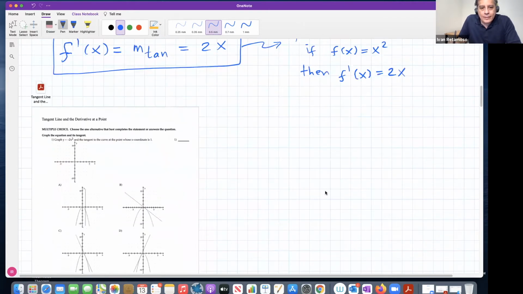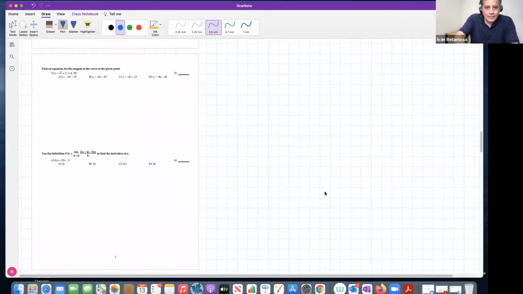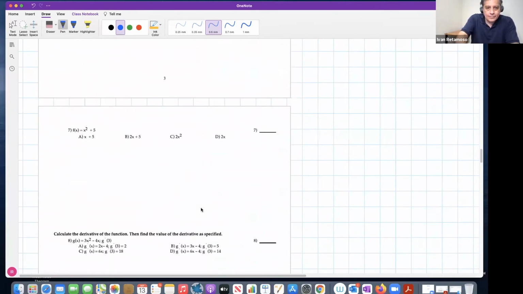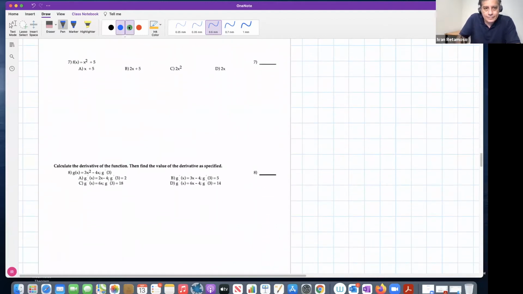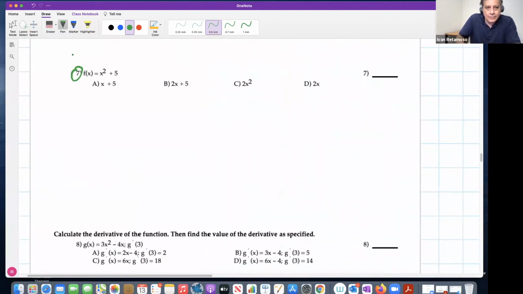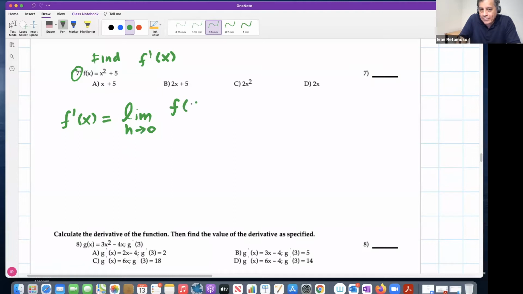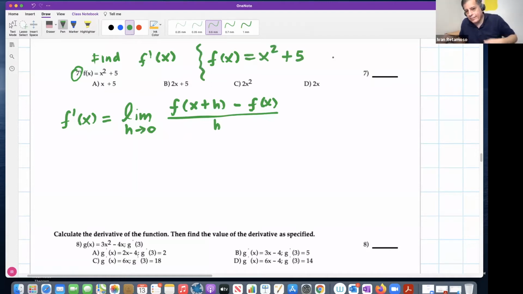Now I want you to work on something here. Let me see. Can you try this now? Number 7. This is a function. They say find f prime at any value of x, the derivative for this function. And I'm going to give you a hint. The derivative using limits by definition is this: the limit as h approaches 0 of f of base point x plus h minus f of x, all divided by h. Try to do this, guys, and use this formula. f of x here equals x squared plus 5. Try to figure it out.